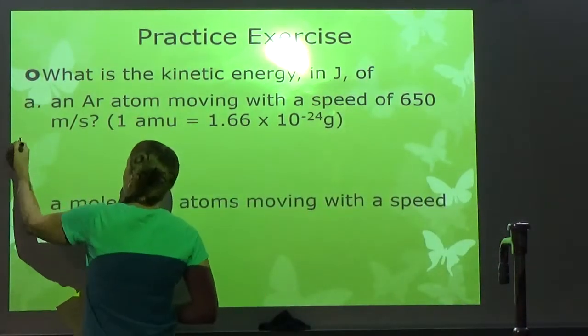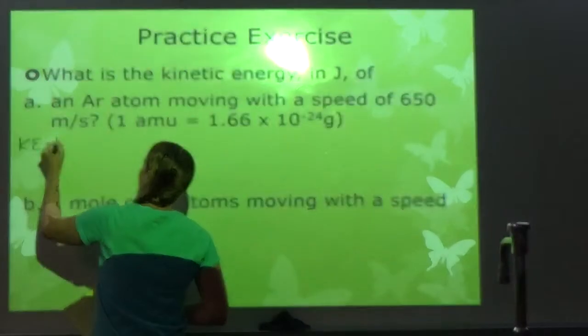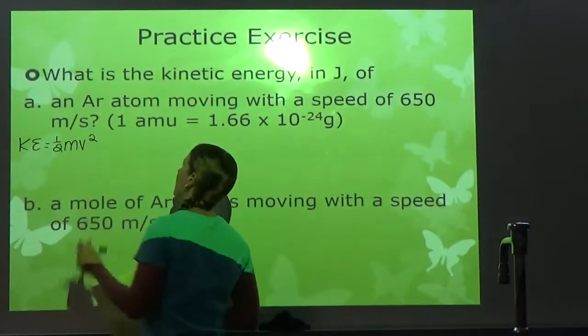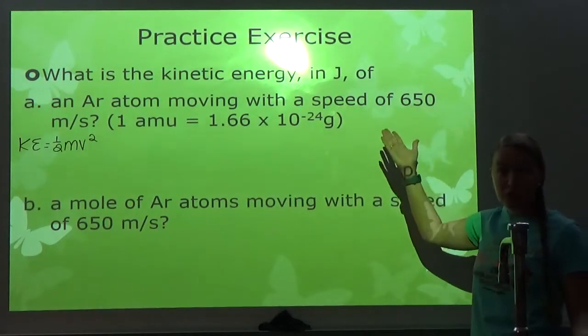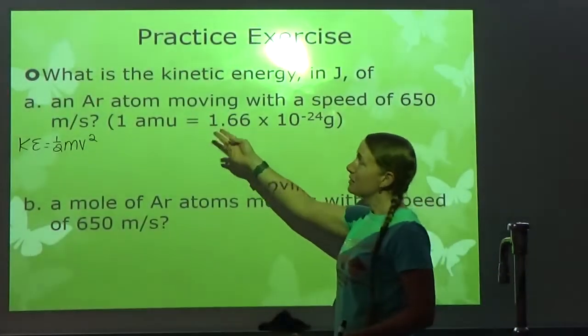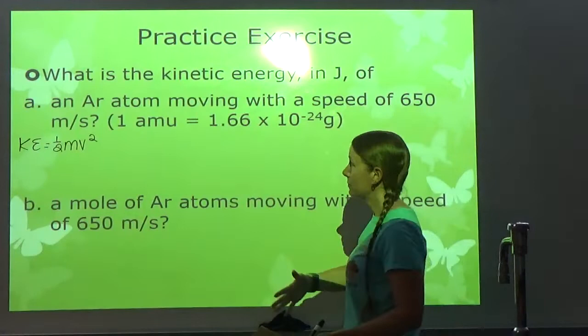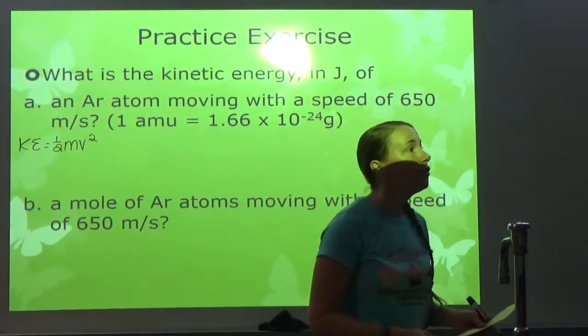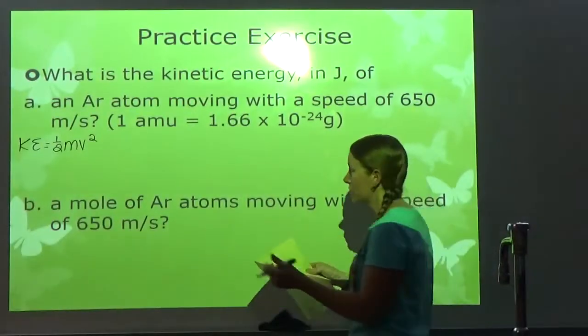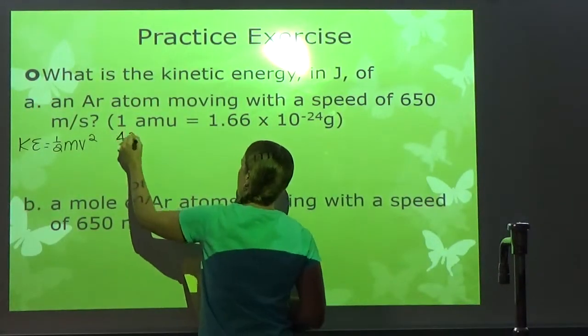We know kinetic energy is one half mass times velocity squared. They gave me velocity, 650 meters per second, so that's great. I can use that. But the problem is the mass. I need the mass in kilograms. If I look at the periodic table, argon is about 40, it looks like. So let's start with 40 AMU.